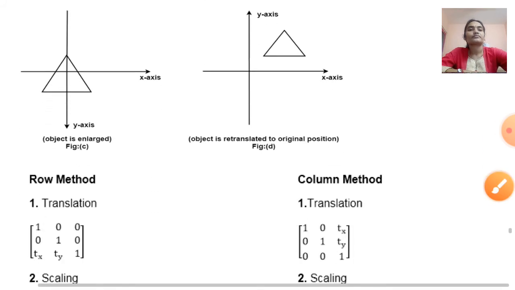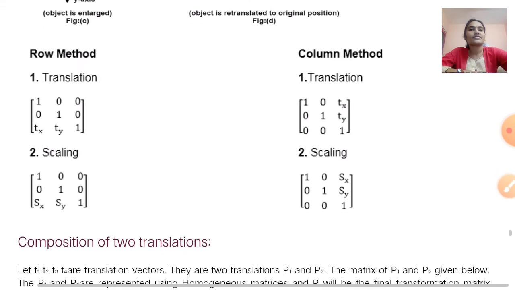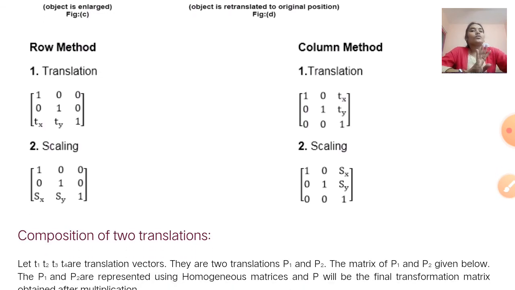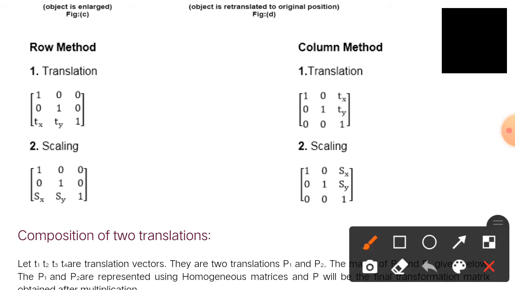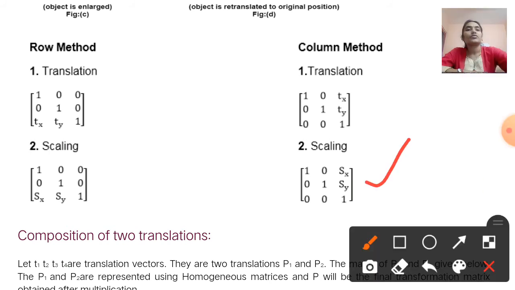Okay. So for this, here we will transform using two methods. One is translation, another one is scaling. For the translation, the row method is this one and the column method is this one. For the scaling, the row method is this one and the column method is this one.